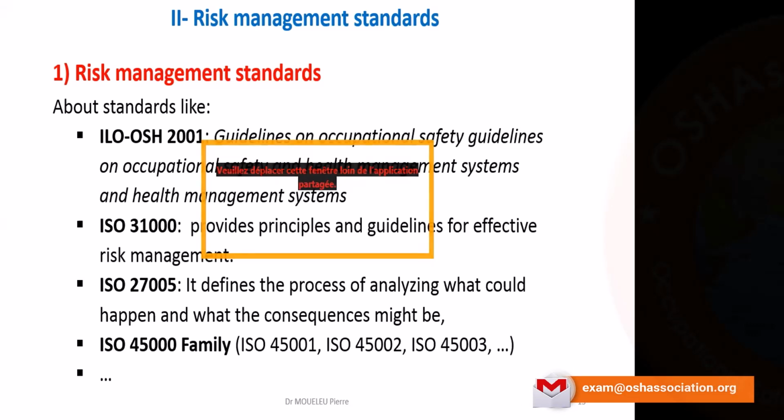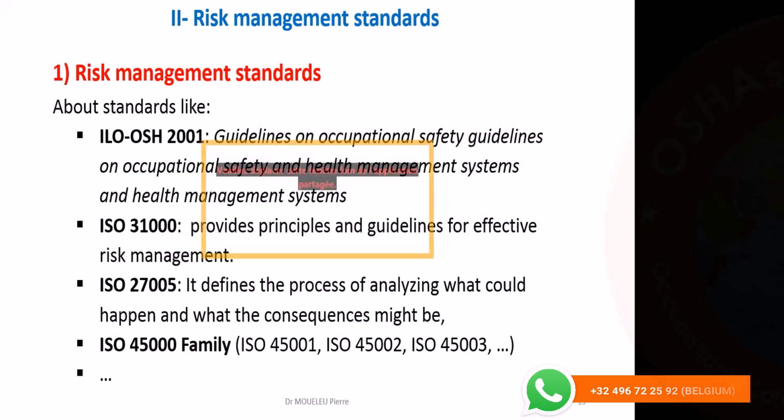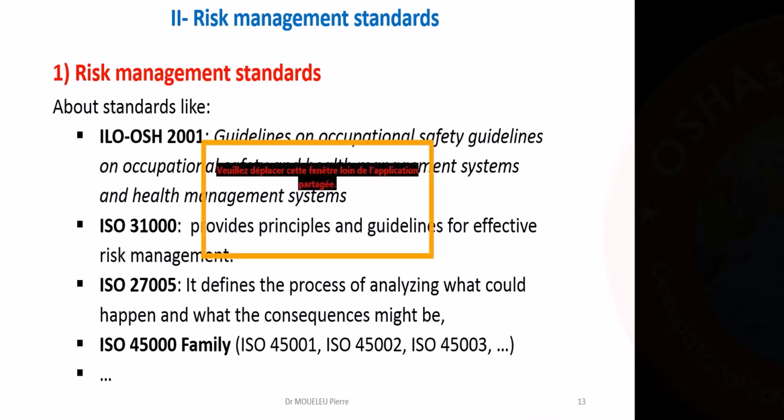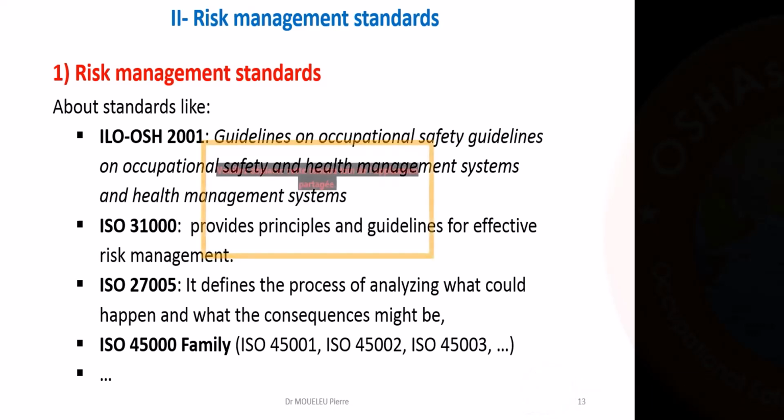There's also ISO 31000 that provides principles and guidelines for effective risk management. These standards can be used in all types of companies and for all types of risk. That's why those in banks also use this for financial risk. And we have ISO 27005 that defines the process of analyzing what could happen and what the consequences might be in a company. We have the ISO 45000 family made of ISO 45001, 45002, 45003. Those are known as the main standards in occupational health and safety used in the world.